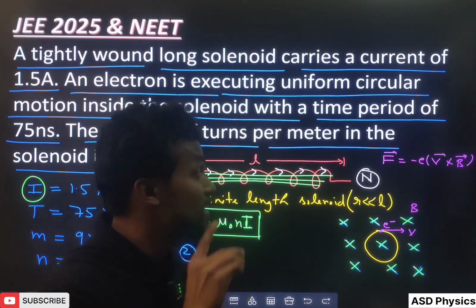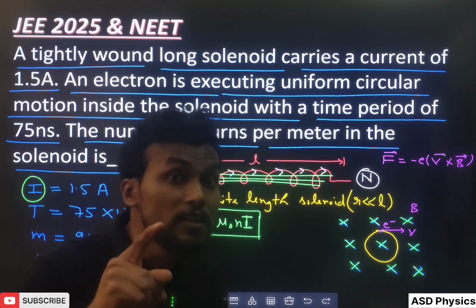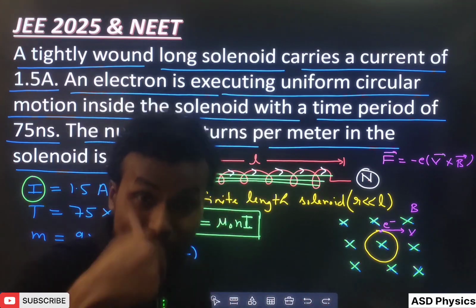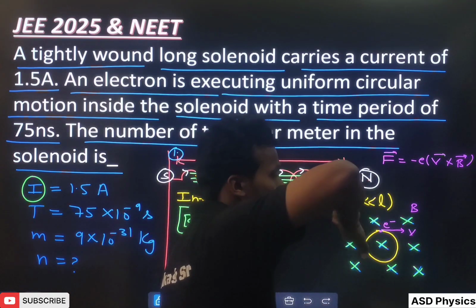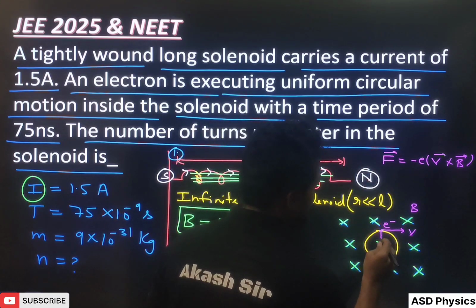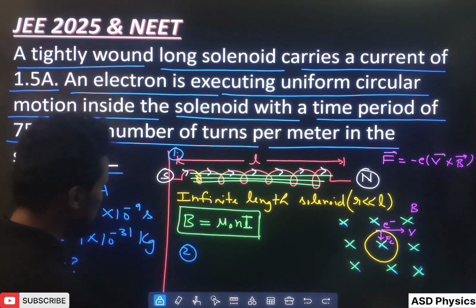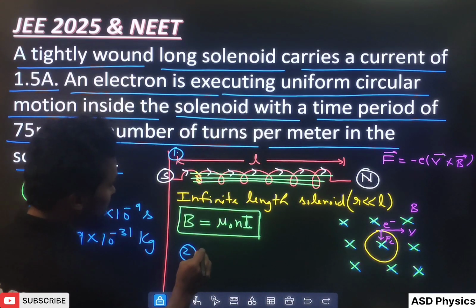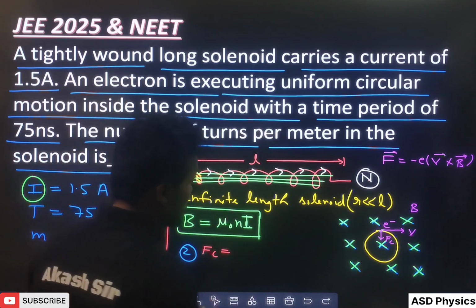That means the direction of the force will be opposite to V cross B. So for the negative charge, B is inside and V is this side. Students, on the electron the force will be in this direction. That is called the centripetal force.